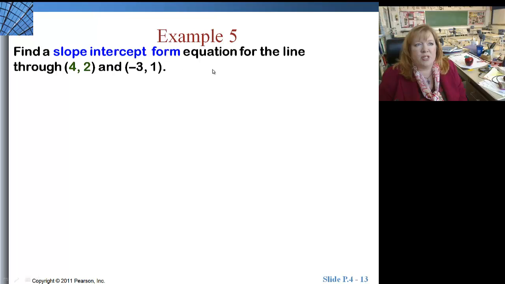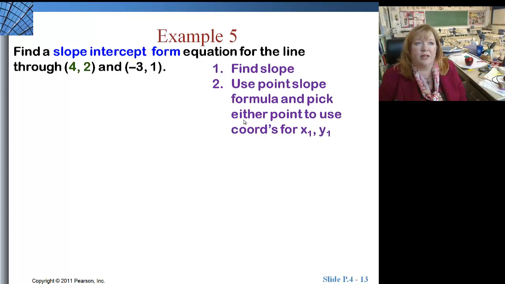All right, slope-intercept form of the equation through (4, 2) and (-3, 1). The two things you need are a slope and a point. We do not have the slope, so you have to go ahead and find the slope. So we're going to find the slope, and that's going to be 2 minus 1 over 4 minus -3, which gives us 1/7. Then we use the point-slope formula, pick either point, and solve for y.